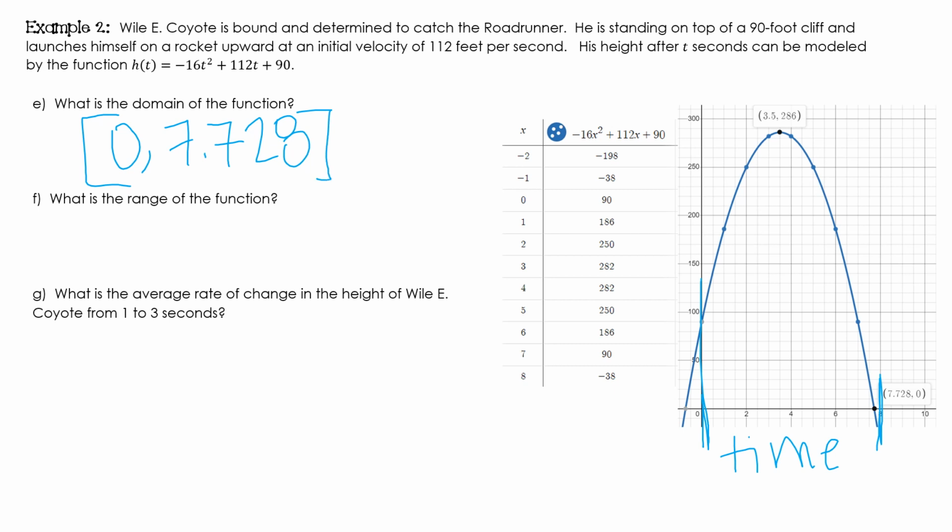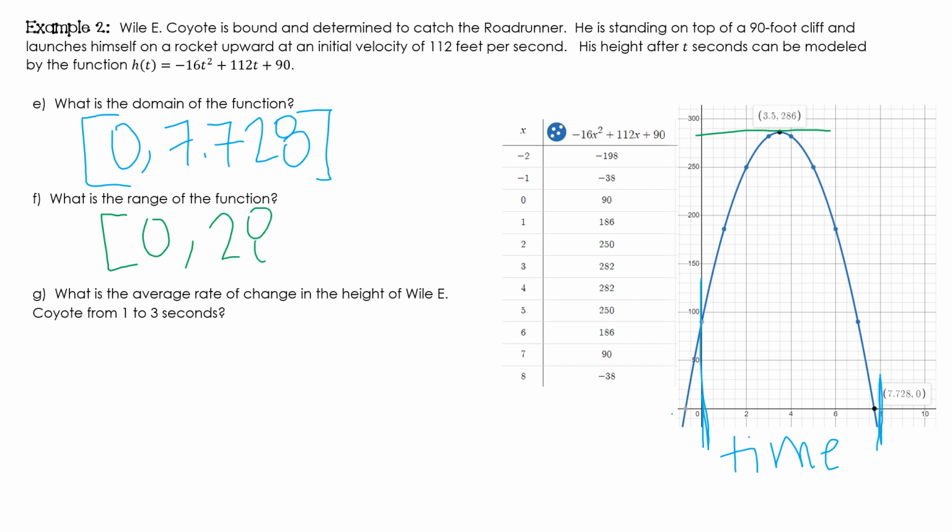And then for the range, it is the height. So what is the lowest height up to the highest height? On this one, it might be tempting to start with 90. He started at 90, and then he hit the ground, so that would be 0. But for range, it's always low to high. So even though he was at 90 feet at one point, that's not the lowest that he was, and that's not the highest that he was. The lowest height that he was at was 0 feet when he was on the ground, and the highest that he ever got was up to the vertex, which was 286 feet.